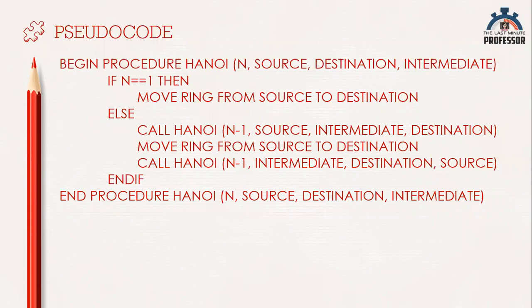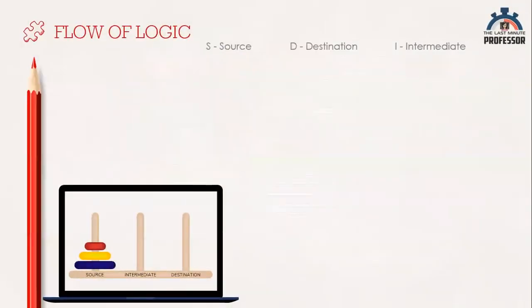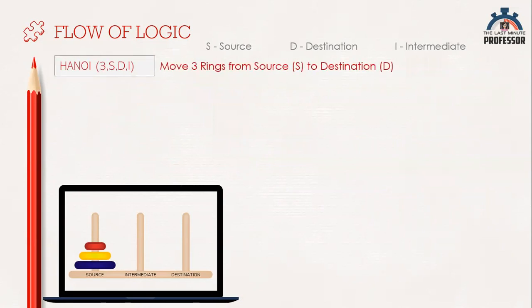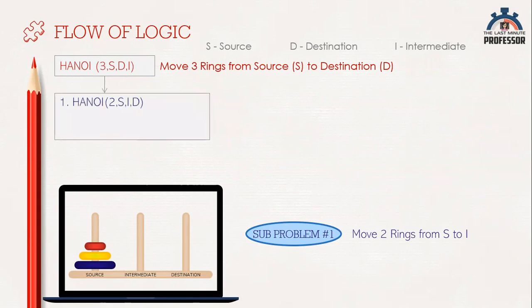Let us dive deep into the logic with an example of 3 rings. Our task is to move 3 rings. Here n is greater than 1. So in order to move 3 rings from source to destination, we need to first move n minus 1 rings, that is 2 rings from source to intermediate, as the first subproblem. This task in turn can be divided into 3 subproblems.